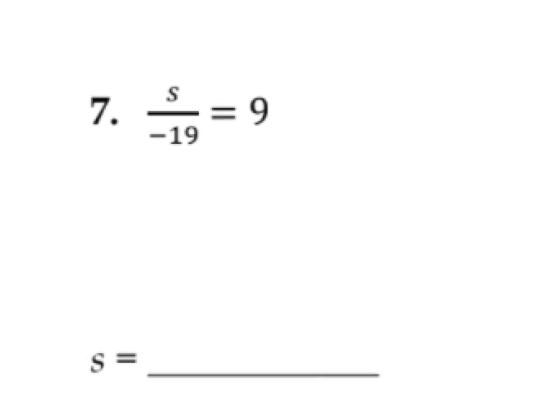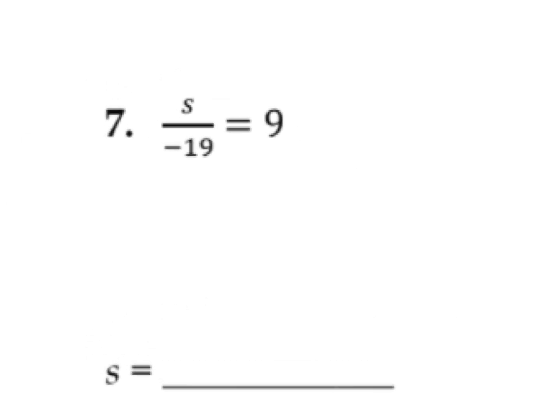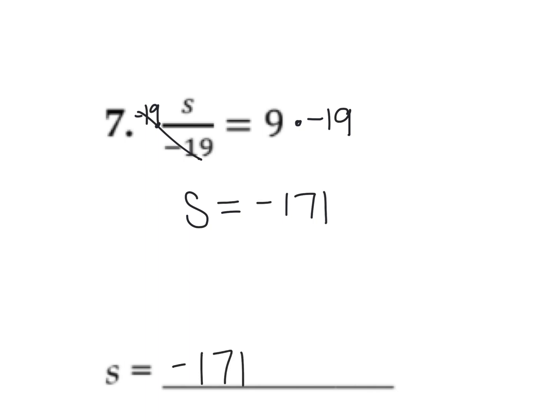Number 7. Again, I have division here, s divided by negative 19, so I'm going to multiply by negative 19 on both sides, because that's the opposite of dividing. So I get s equals, and then I have 9 times negative 19, which is negative 171. So s equals negative 171.